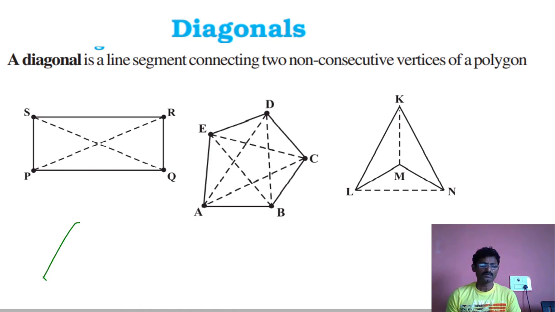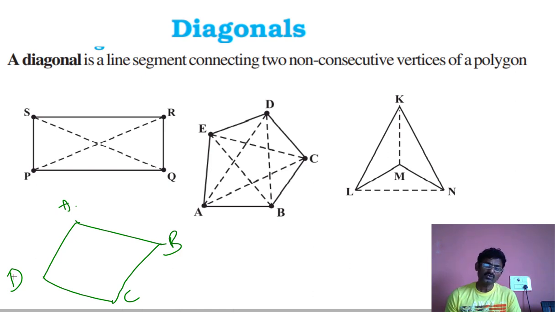If I take one diagram like this, you see here. Suppose let us take A, B, C, D. For A, B is the consecutive vertex, and for A, D is also consecutive vertex. So non-consecutive vertex means for A it is C, for B it is D. So if you join these 2, this line segment is connecting non-consecutive vertices. So this is a diagonal. Similarly, if you join these 2, B and D are the non-consecutive vertices. So this is also a diagonal.